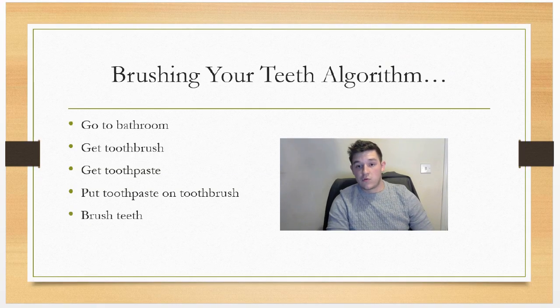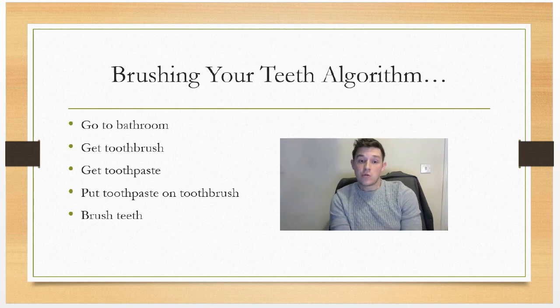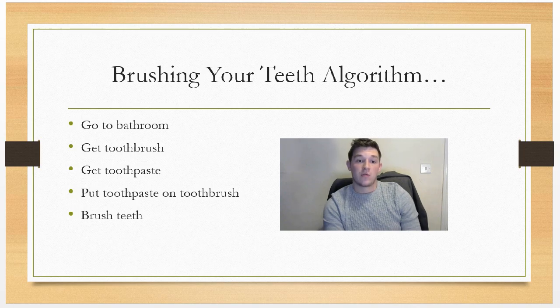Now, if you look at your screen, you can see a set of instructions for brushing your teeth. This could also be known as an algorithm for brushing your teeth. So there are 5 instructions on that screen. Go to your bathroom, get your toothbrush, get your toothpaste, put your toothpaste on your toothbrush and brush your teeth. Now, if you complete all of them, you will have completed the algorithm for brushing teeth. So although nobody would really say algorithm in everyday language, it is the technical term for a set of instructions.